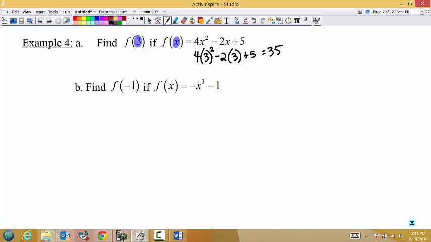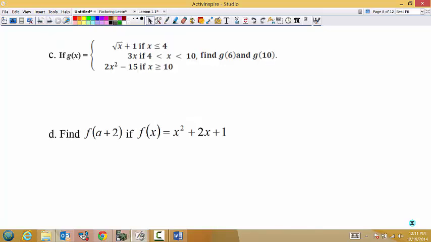I'm going to plug a negative 1 in where the x is, so f of negative 1 equals negative 1 cubed minus 1. Be real careful with this one. Order of operations, so we would do the negative 1 to the third first. So negative 1 to the third is negative 1. So then I've got negative negative. Well, that makes a positive. 1 minus 1 is 0.